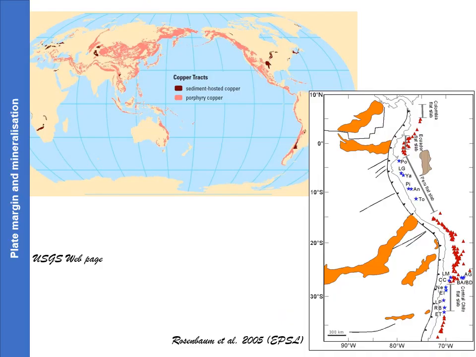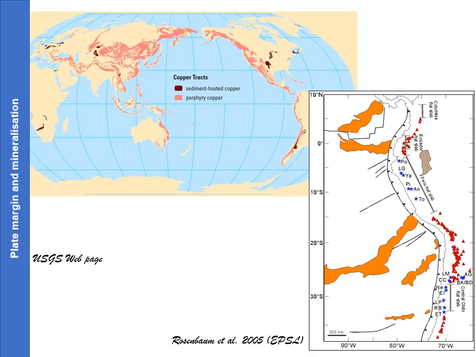So why would we care about this stuff? I like to show this slide because it highlights a couple of things, and the first one is that if you look at the distribution of copper mineralization on the planet, it really tells you that it's occurring in the overriding plate of active convergent margins. Most of us know this.